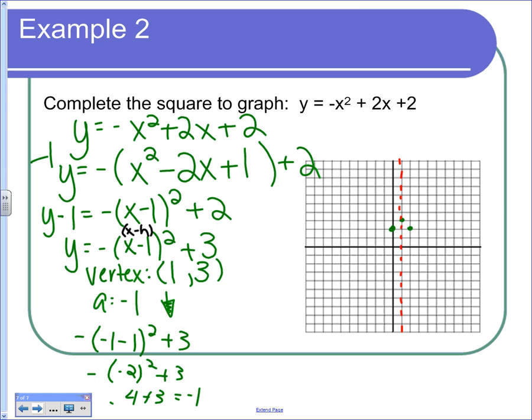Right? So what other point does that give me? Where'd you get 4? Okay. And now you complete your graph. Do you see how that works? Any questions there?